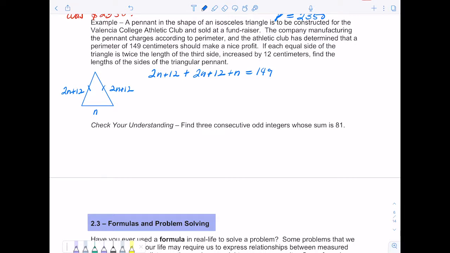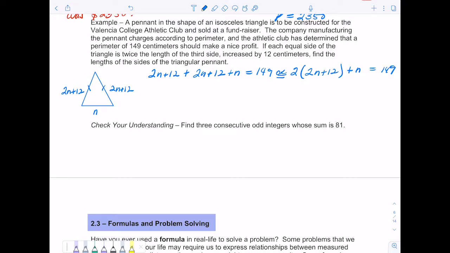Now you see these 2n plus 12s? I've got one right here and I've got one right here. Another way to write that is just 2 times the quantity 2n plus 12, plus n. There's just two of them. You don't have to do that, but that is another way of writing it. So I'm going to put the word or off to the side, because that's another way you could have written it.